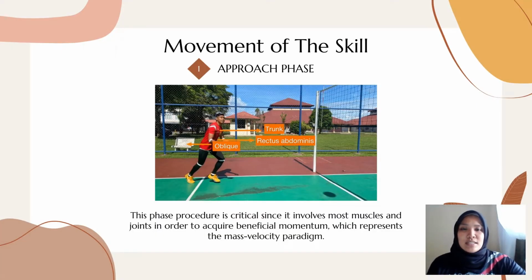Now we move to the movement of the spike skill. In this movement of the spike skill, we have 5 phases. This one is the first phase, which is the approach phase. This phase is critical since it involves most muscles and joints in order to acquire beneficial momentum, which represents the mass velocity paradigm.